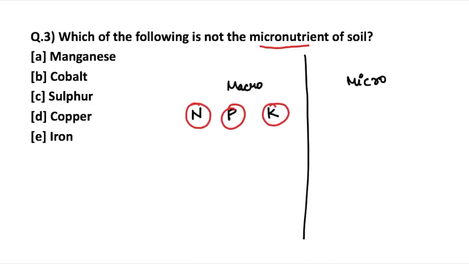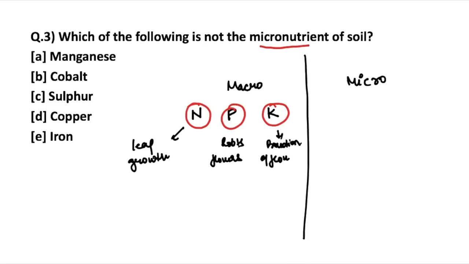So what is the purpose of nitrogen, phosphorus and potassium? What is the major role they play as macronutrients of the soil? Nitrogen helps in leaf growth, that is the major contribution by nitrogen. What is the purpose of phosphorus? It develops the roots and flowers. And if we talk about potassium, strong stem growth and the promotion of flowers and fruits is done by potassium. So these are the major contributions made by the macronutrients.